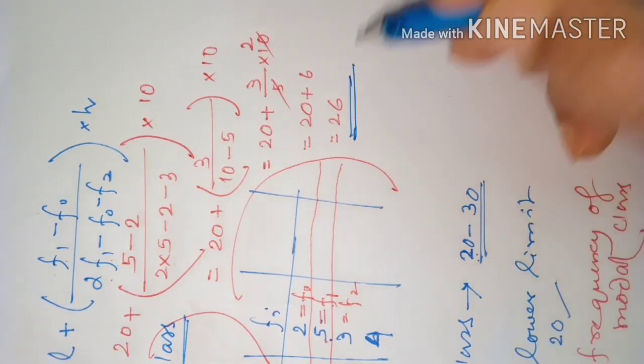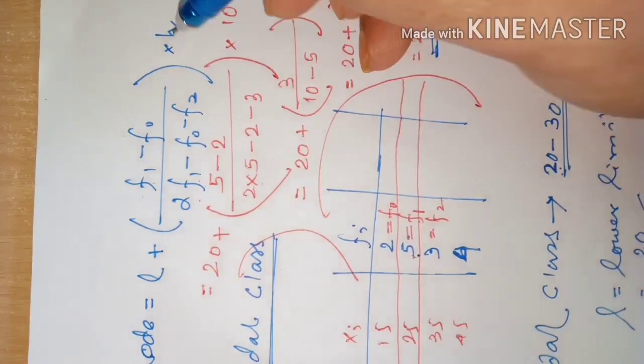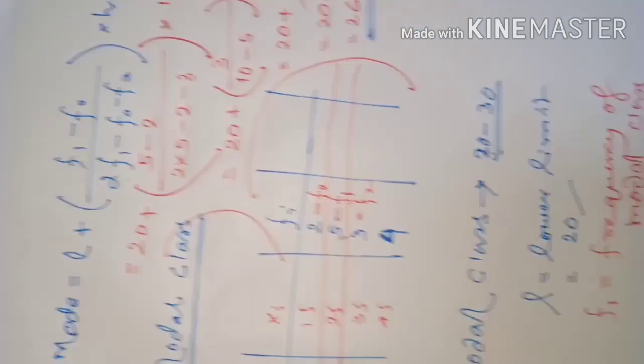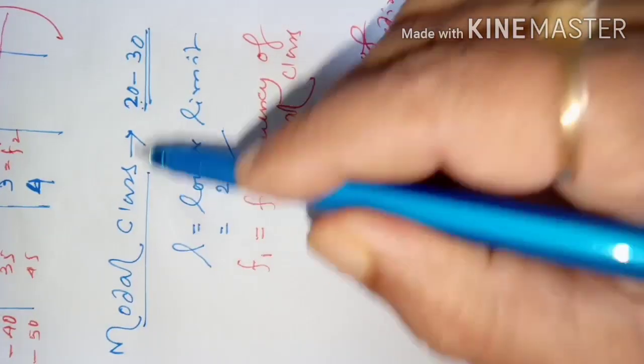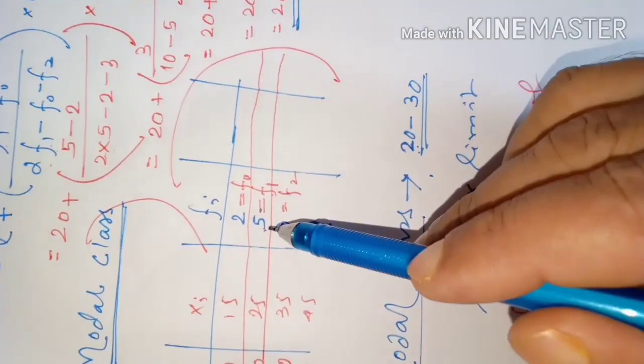So dear students, you remember we can find the mode by using this formula, and for the mode you need to record all these things. What is that? Model class. What is model class? The class which has the highest frequency.